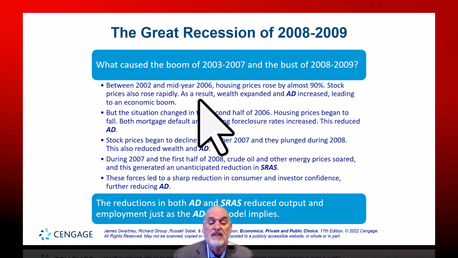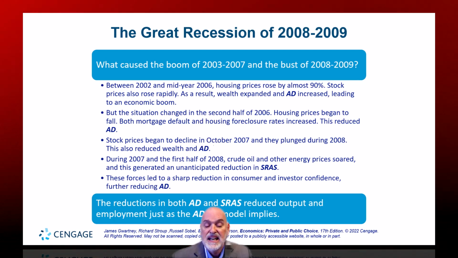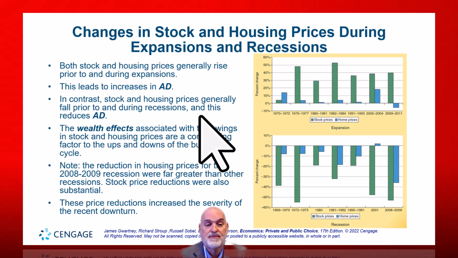During 2007 and the first half of 2008, crude oil and other energy prices soared, and this generated an unanticipated reduction in SRAS. These forces led to a sharp reduction in consumer and investor confidence, further reducing AD. The reduction in both AD and SRAS reduced output and employment, just as the AD-AS model implies.